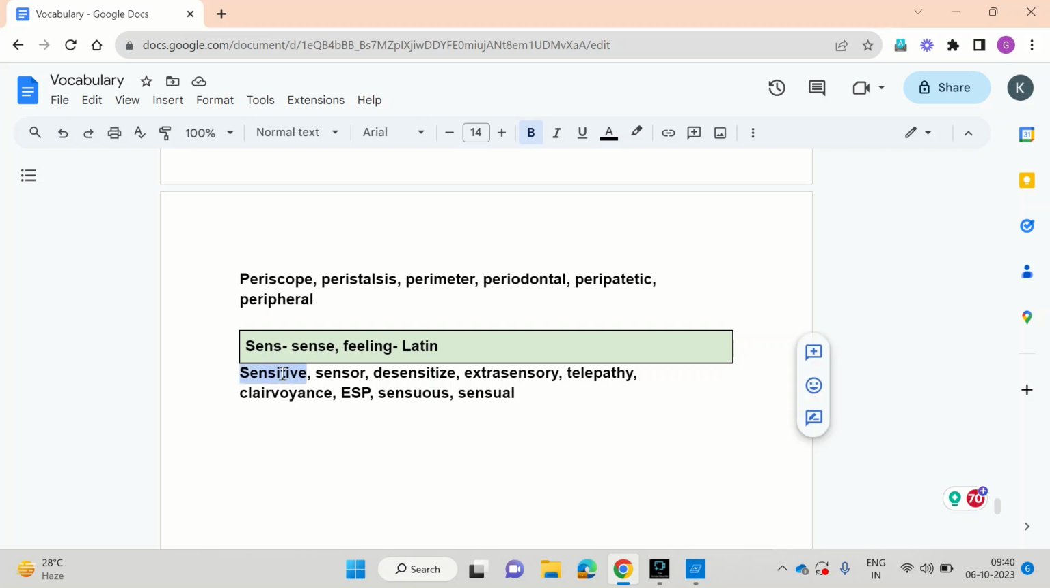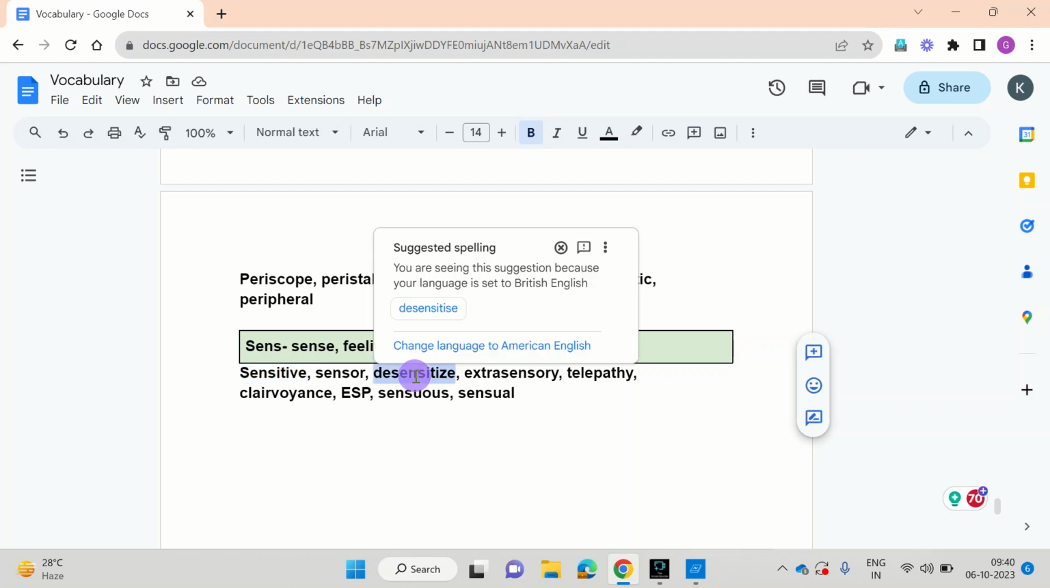What is sensitive? Sensitive is when you feel the sense rather sharply. Then you are called sensitive. Sensation is something that you sense. Sensor is something that senses. It senses light, it senses smoke, whatever. These are all various sensors. A lot of sensors nowadays, sensing heartbeat, sensing temperature, etc.